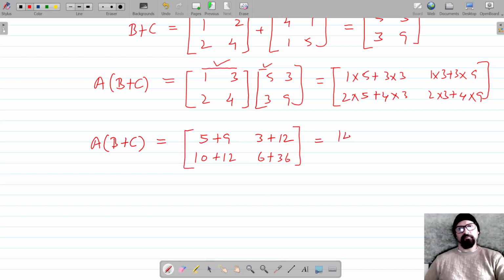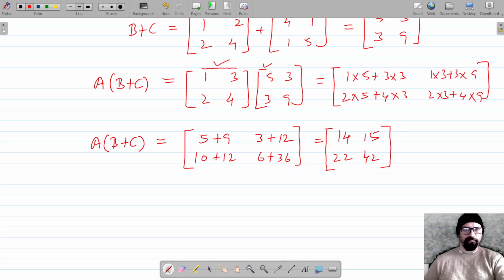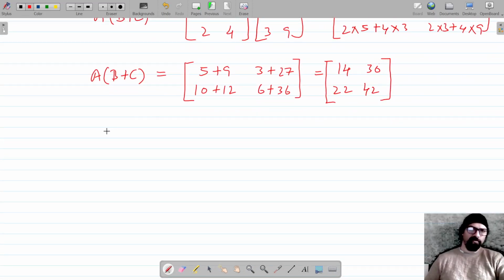So this is equal to 14 and 15. This is 22 and 42. So this is A into B plus C: 14, 15, 22, 42. Actually this should be 5 and 9 is 3, and it's actually 27. This is 27, which means that this term is 30. So 14, 22, 30 and 42. And now we have to subtract it from 49.